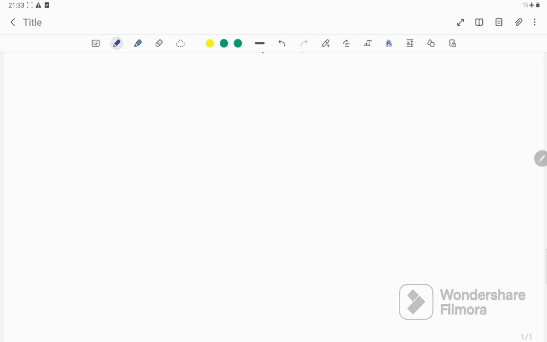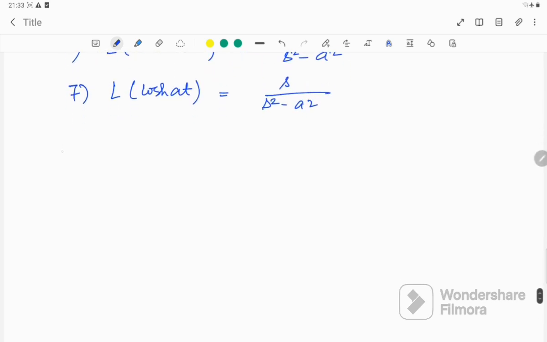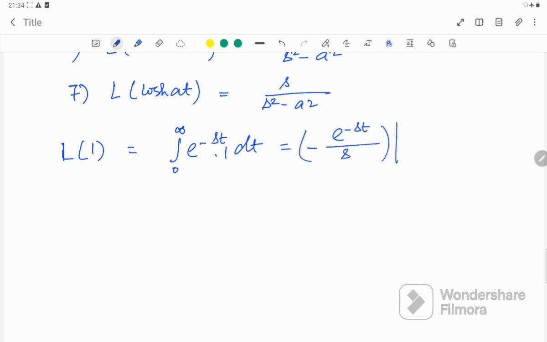So if we check this Laplace transformation of 1, that will be, as I mentioned, 0 to infinity integration e to the power minus st dt, and 1 is there because f(t) is 1 here. So this will give you e to the power minus st divided by minus s, and this is our integration limit, and you can easily get 1 by s if s is greater than 0.